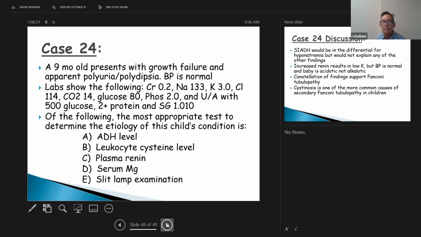A 9-month-old presents with growth failure and apparent polyuria, polydipsia. Mom says the baby just soaks through diapers and is constantly cranky and wanting the bottle. Blood pressure is normal. Labs show creatinine of 0.2, sodium 133, potassium 3, chloride 114, CO2 14, glucose normal, phosphorus 2. The urine has glucosuria, proteinuria, and a specific gravity of 1010. Of the following, the most appropriate test to determine the etiology of the child's condition is A, ADH level, B, white cell cysteine level, C, plasma renin, D, serum magnesium, or E, slit lamp examination.